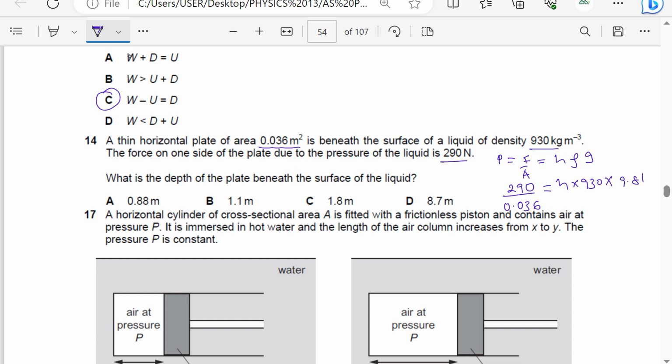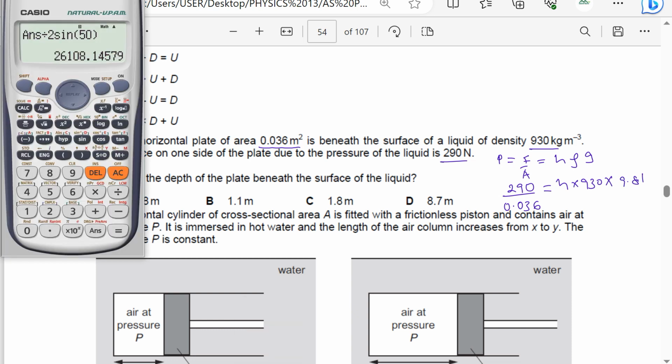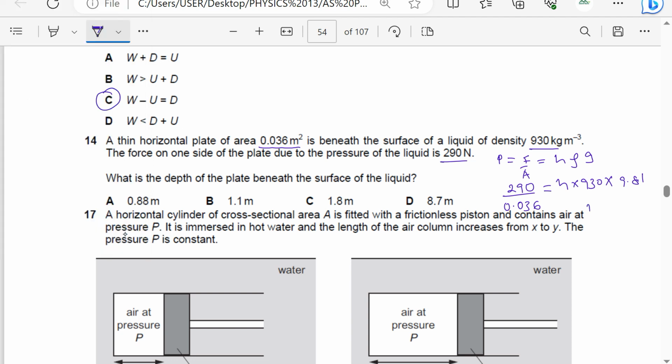I'll just press my calculator to find h. So I have 290 divided by 0.036. Then I will divide this by open brackets 930 times 9.81. So this gives me 0.88. So h is 0.88 meters. So the answer is going to be A.